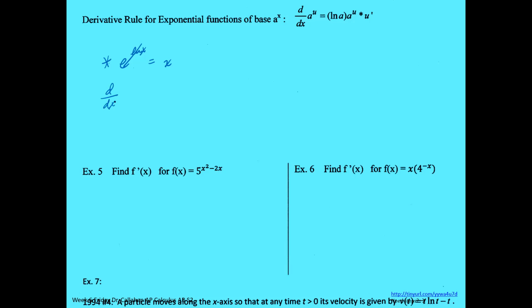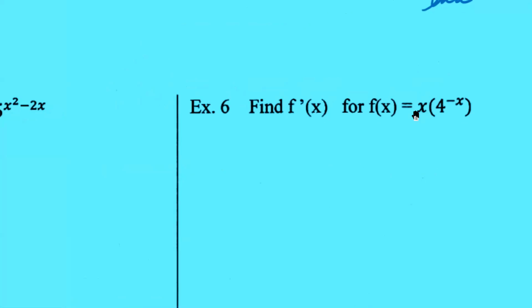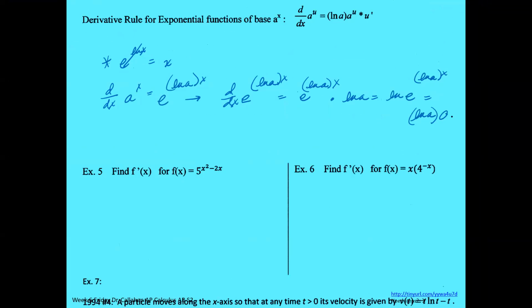So then as such, the derivative of a to the x is going to be equal to e to the ln a x, which tells you that the derivative of e to the ln a x is equal to e to the ln a x times ln a, which is equal to ln a times a to the x.